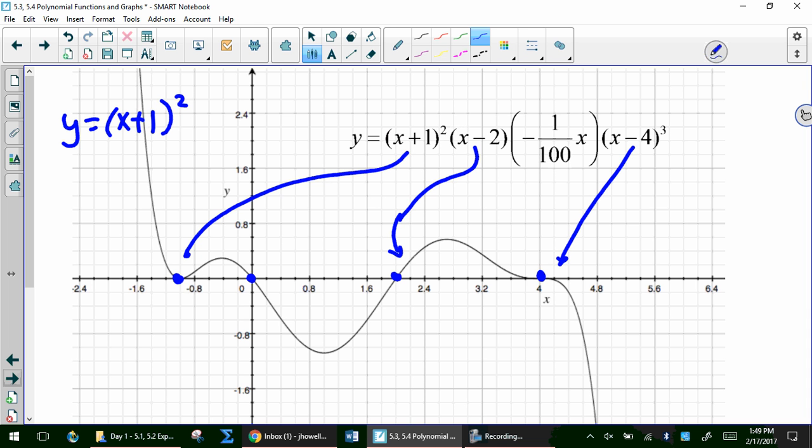It just touches it. It bounces off the x-axis. So we have a double root right here. And we have a triple root right there, which does something different to the graph that we're going to explore. By the end of this unit, if I gave you this equation, you'd be able to graph all of this. That is our goal, to be able to graph something this crazy, wacky, and wild.